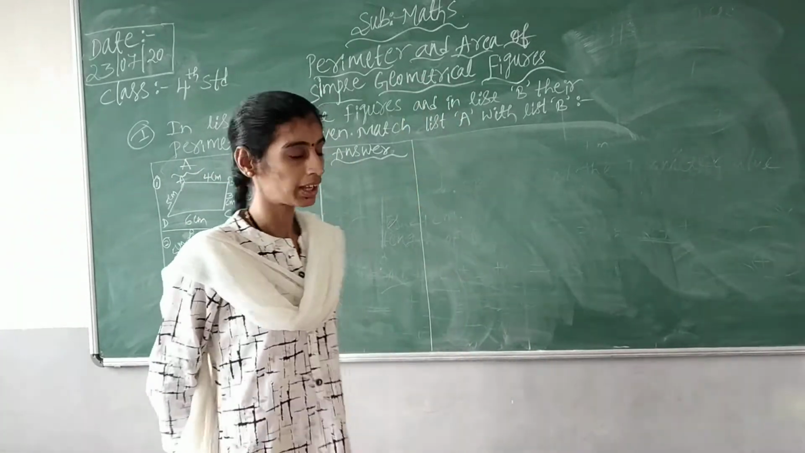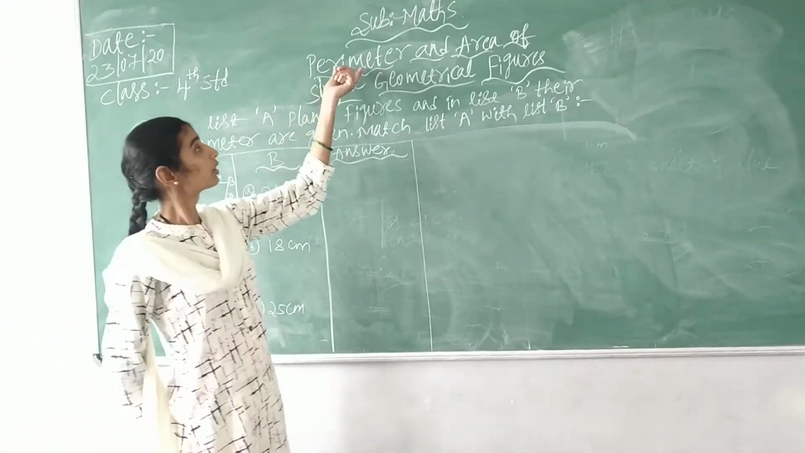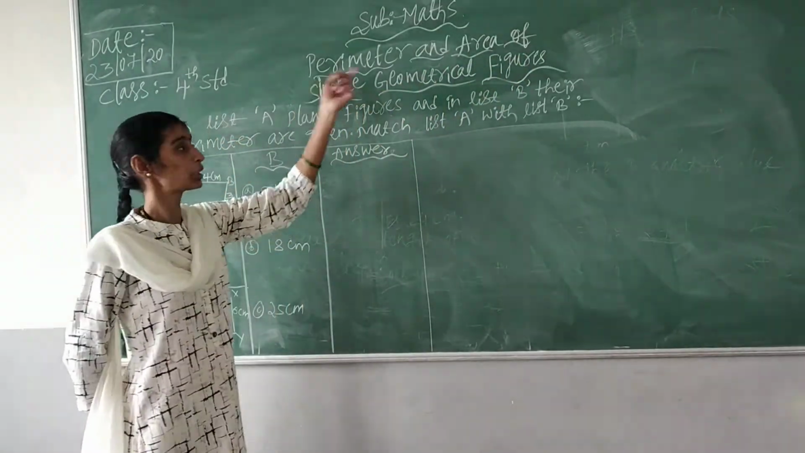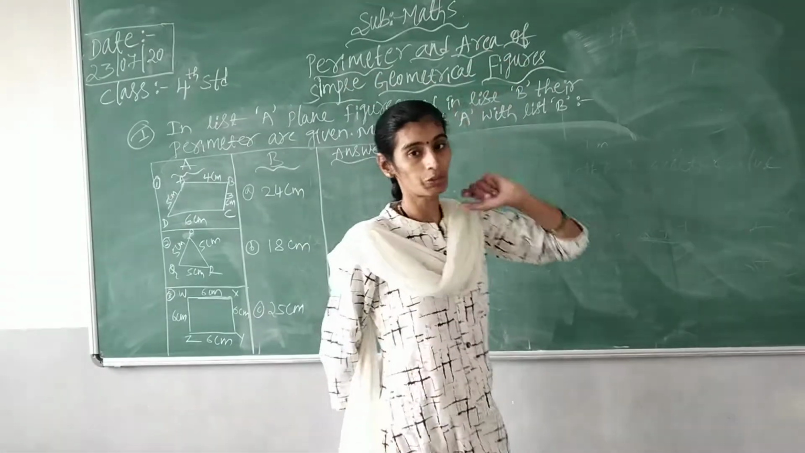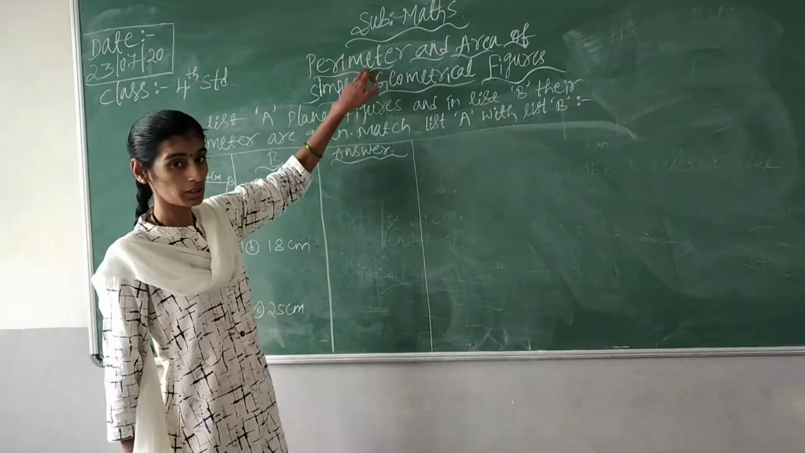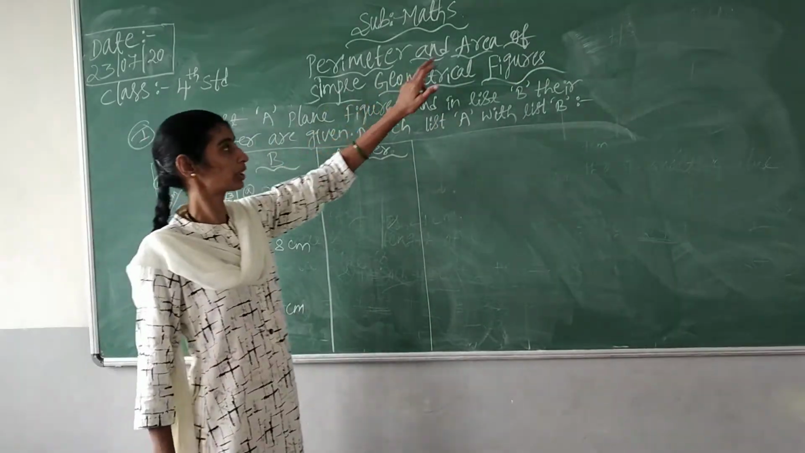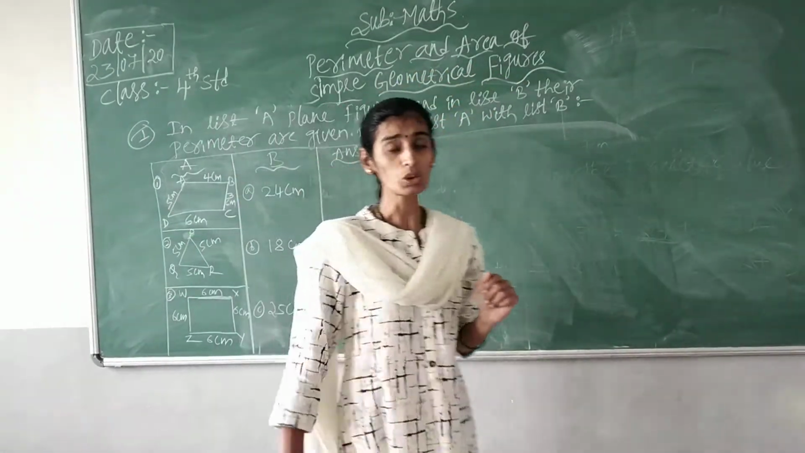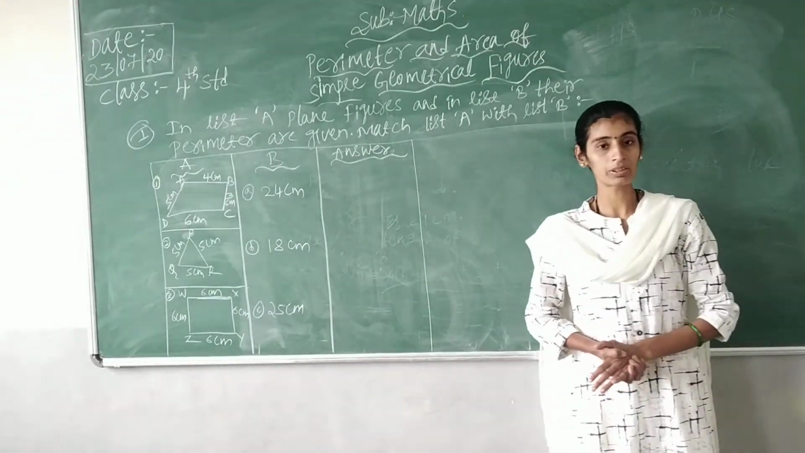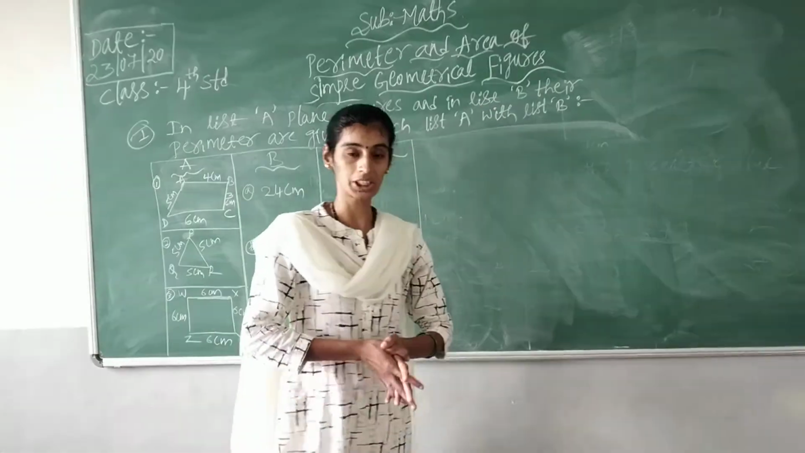Mathematics. In our previous classes, we have discussed the topic perimeter and area of simple geometrical figures. So which topic have we started, children? Yes, it is perimeter and area of simple geometrical figures. What all have we learned in this topic, children? Have you remembered? Yes, we have learned about 2D shapes and 3D shapes.